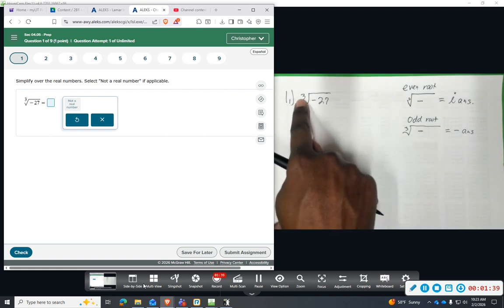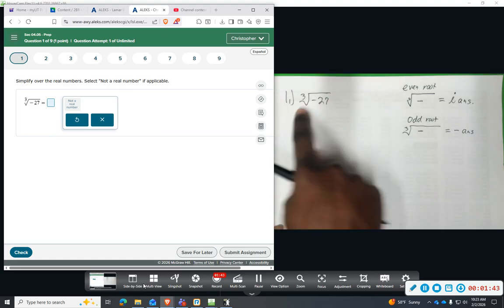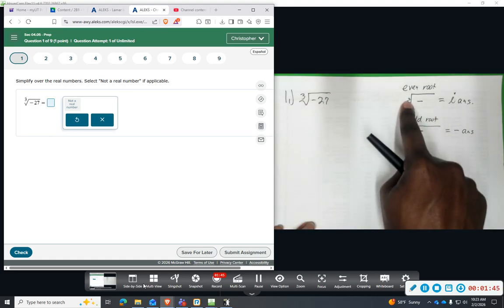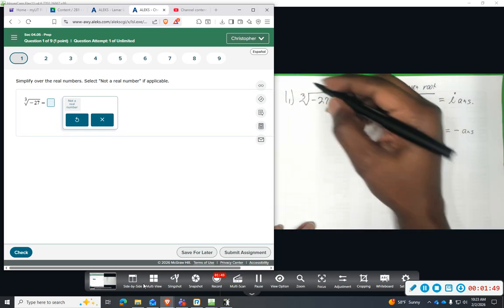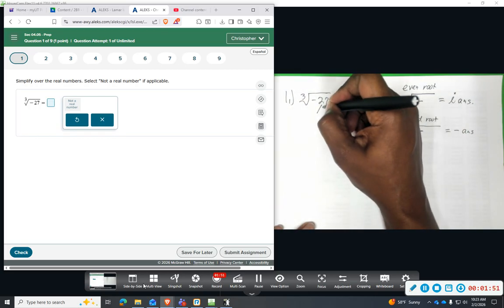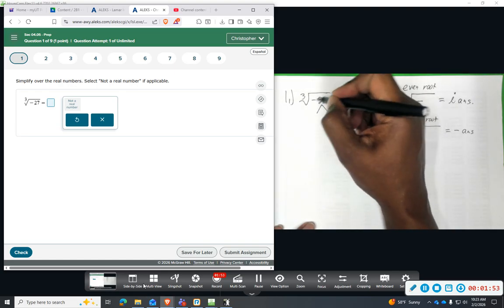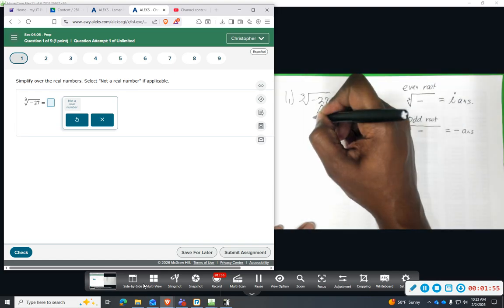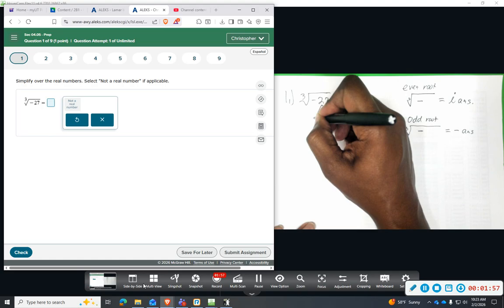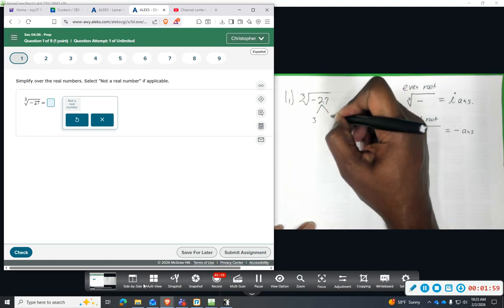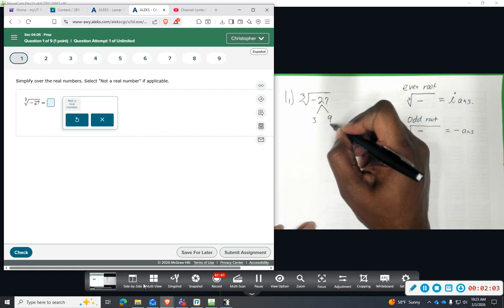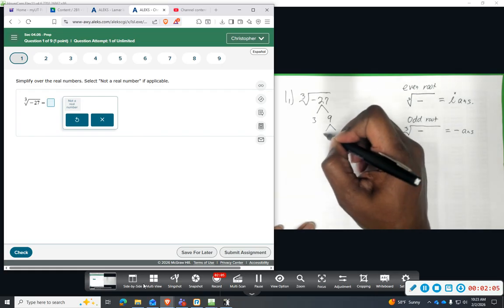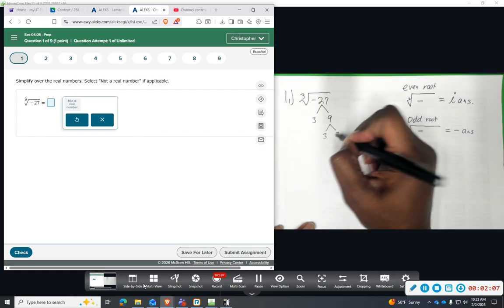When you do a cube root, you're looking at what do you multiply times itself 3 times. So when we did an even root, we were looking for pairs, 2 of the same. Now we're looking for 3 of a kind. All right, so 27 can be broken down into 3 times 9, and then 9 can be broken down to 3 times 3.